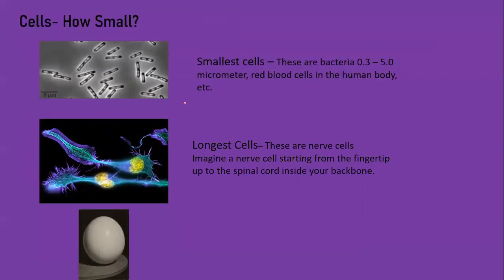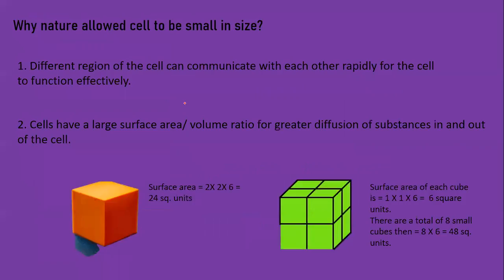Then comes the largest cell, which is actually the ostrich egg. The ostrich egg, before development begins in it, has yolk and the white portion, that is the proteinaceous portion, and that is actually called the largest cell. Okay. So here we will talk about why nature allows cells to be small in size.